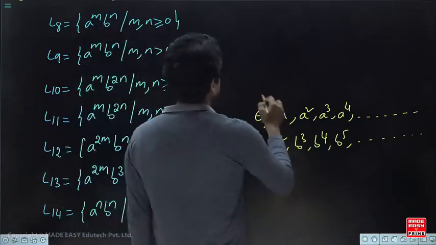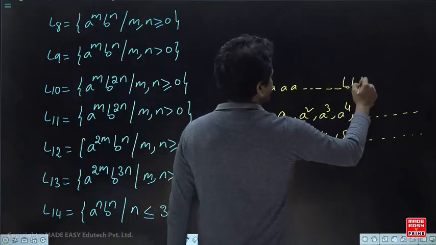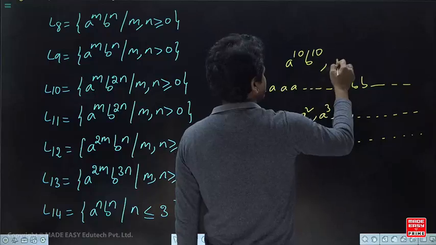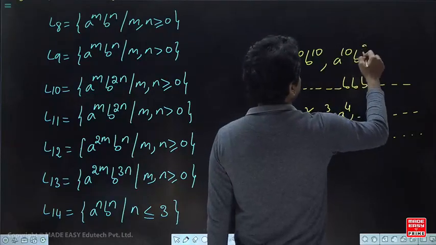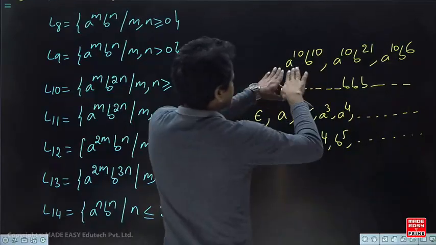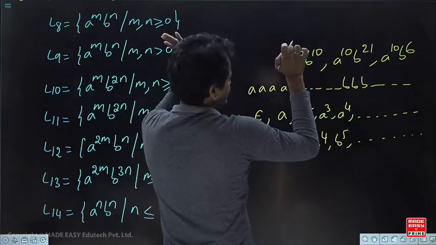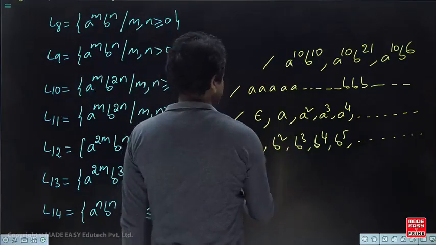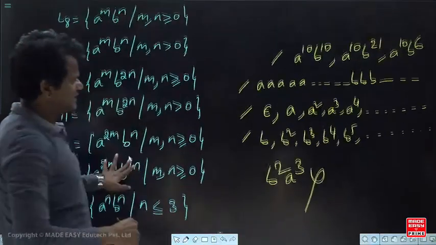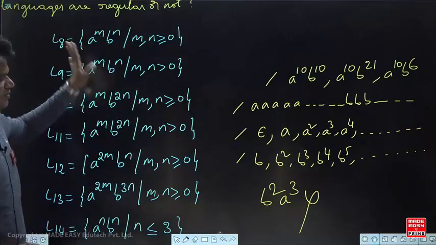Or it can have any number of a's followed by any number of b's. That means it can have a power 10, b power 10, where a's and b's are equal, or a power 10, b power 21, or a power 10, b power 6. So a's and b's may be equal, or b's may be more, or a's may be more. All of these are valid strings. But this is invalid. Why? The order is a's followed by b's, not b's followed by a's.